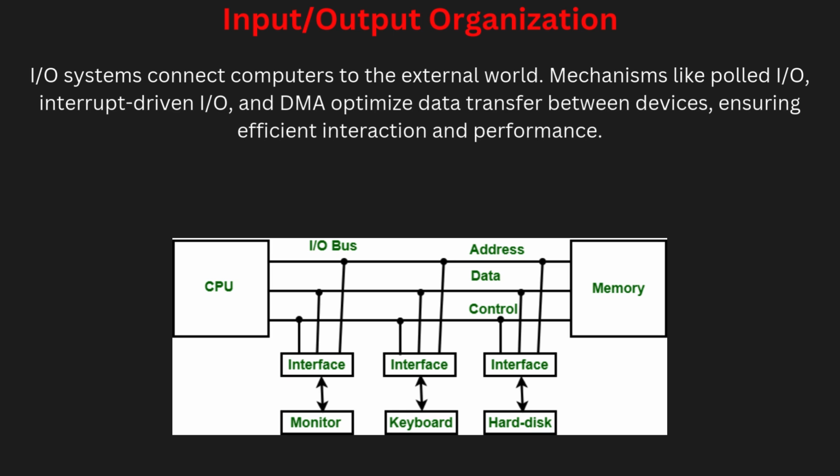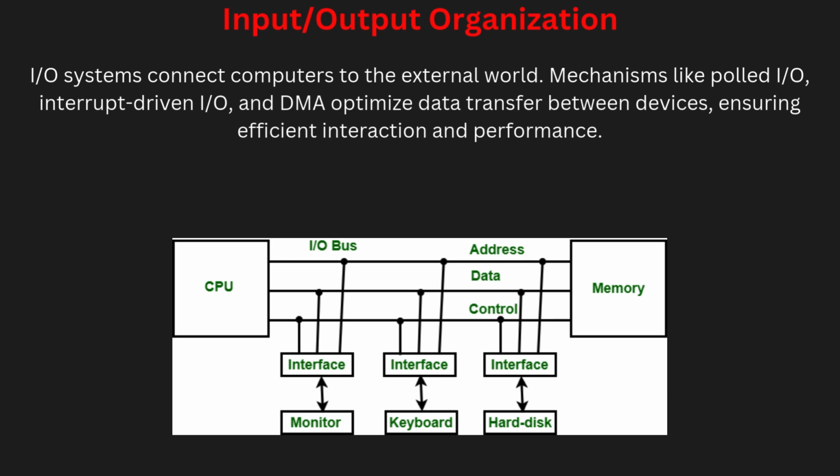While port I/O is simple, interrupt-driven I/O reduces the CPU overhead. DMA allows data transfer directly between the memory and the devices without CPU intervention. Efficient I/O organization ensures better system performance and seamless device integration.